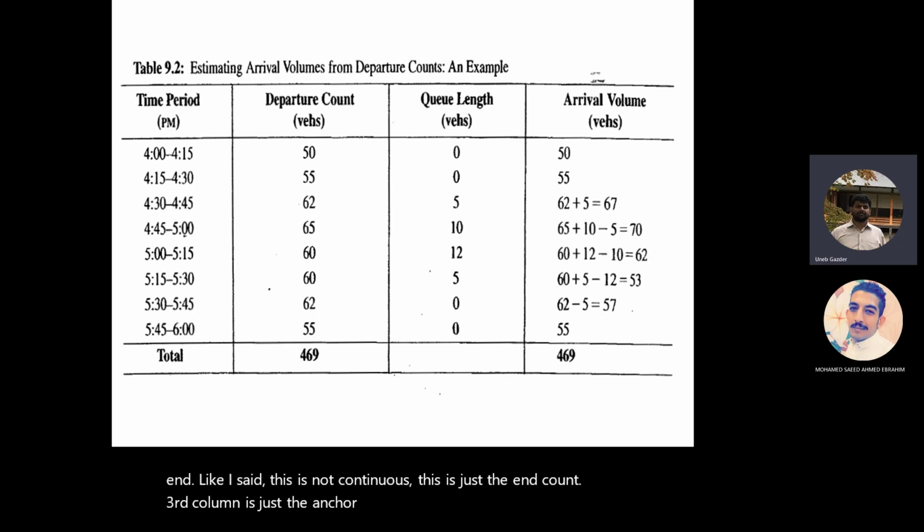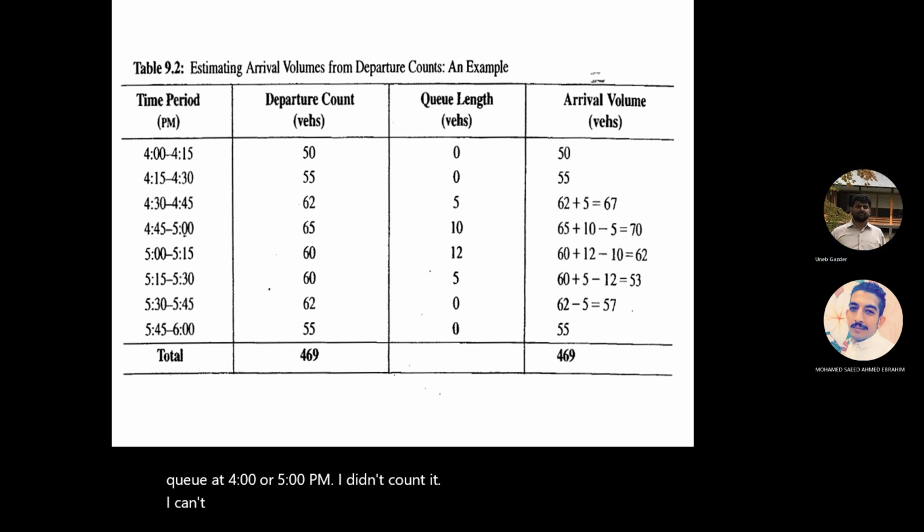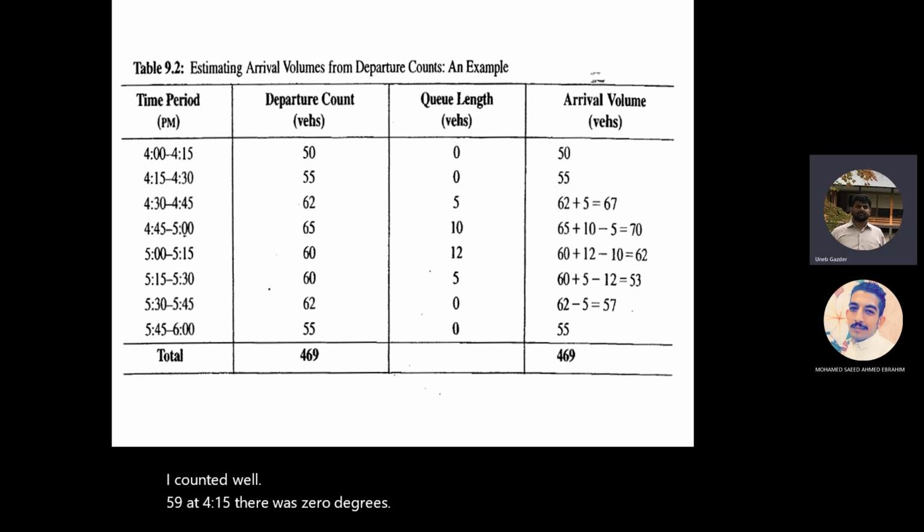So 0. Does this mean that during this whole time there was no queue? No, there may have been a queue at 4 or 5 p.m. I didn't count it. I counted only at 4:15. At 4:15 there were 0 vehicles. At 4:30 again 0 vehicles. At 4:45, 5 vehicles. Got it? And so on. Now, in the last column, I am calculating arrival volume.